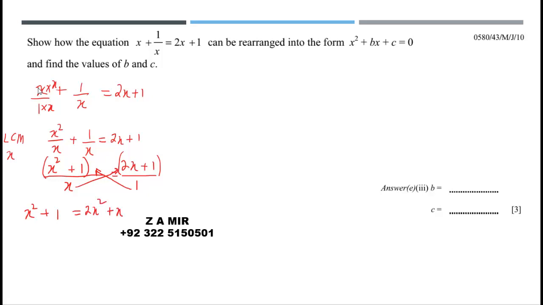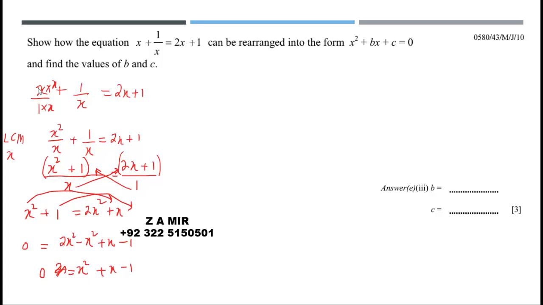Now the fractions are removed. This is a quadratic equation. So let's bring this x square over here. It is 2x square minus x square. Now this is plus x. This one will come here as well, minus 1. Now we have equal to 0 here. So 2x square minus x square is just x square, and then plus x minus 1 equal to 0.